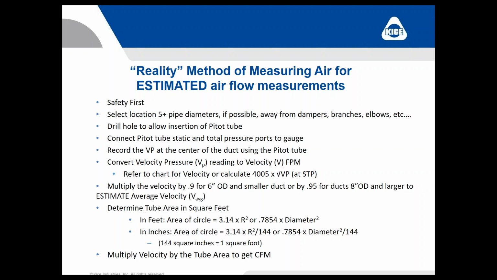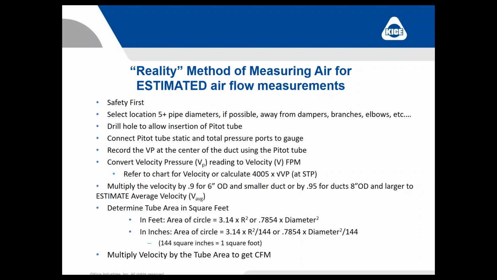And that gives us what we call our estimated average velocity. So now we have our estimated average velocity. We determine the area in square feet. Here comes the math. If it's in square feet, you take the area of a circle, which is 3.14 times the radius squared, or 0.7854 times the diameter squared. That'll give it to you in square feet.